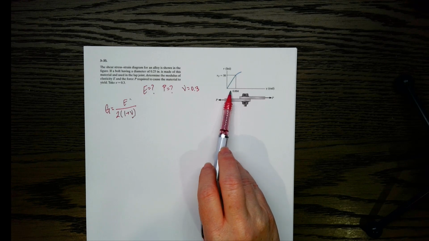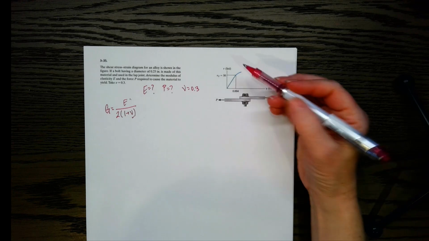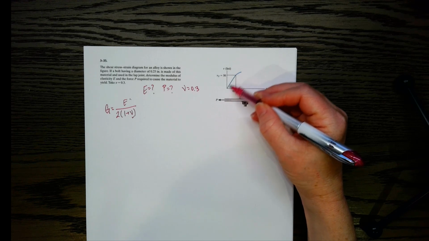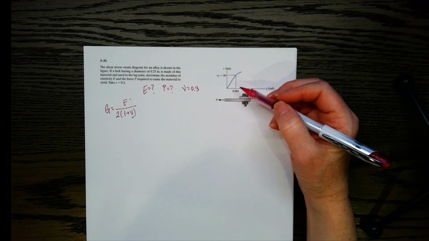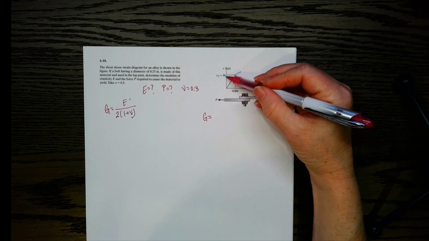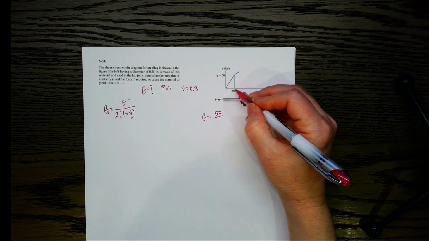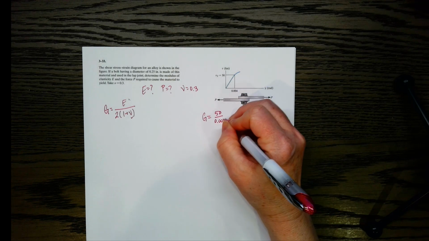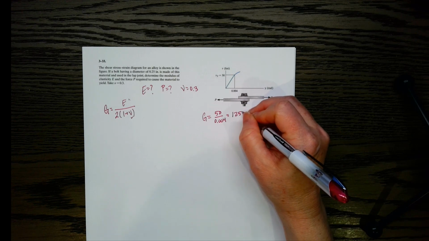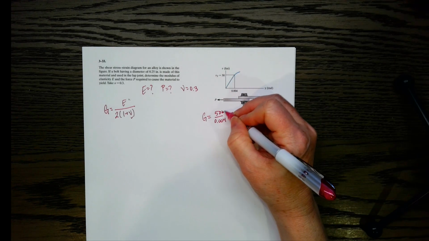Well, what about this right here? We can use this diagram to find G. And G, the shear modulus of elasticity, is basically the slope of the elastic portion of this line. So slope would be rise over run. Rise would be the 50, and the run, the horizontal, would be 0.004. That gives us 12,500, and the units there would be ksi because this is ksi here.